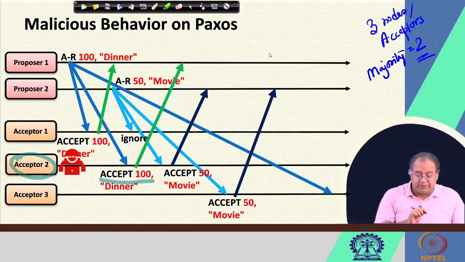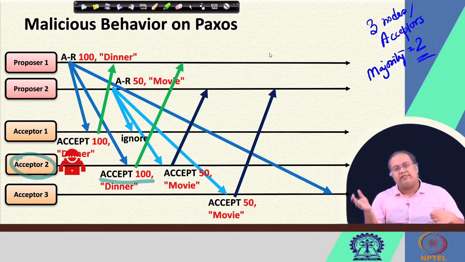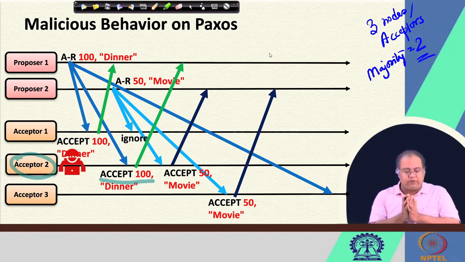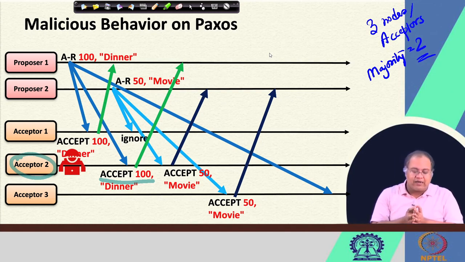So, it sends the accept request message, because both proposer 1 and proposer 2 see that they have received the promise messages from the majority of the acceptors. Because of that, they can believe that both of them are eligible to send the accept request message, and that happens here. Both have sent the accept request message, but with different values. One has proposed a dinner, another one has proposed a movie.